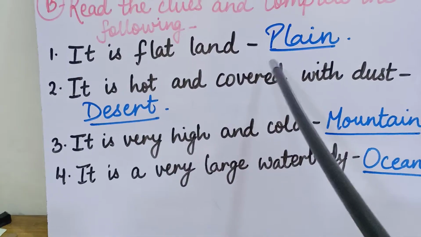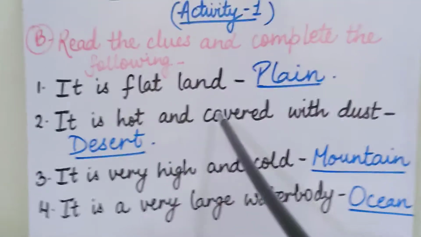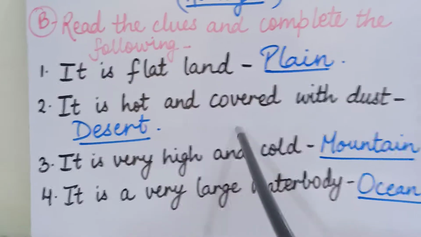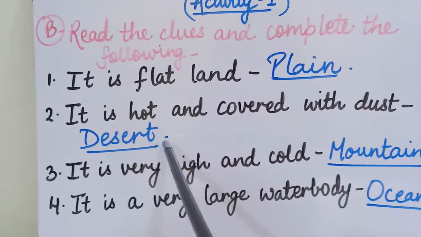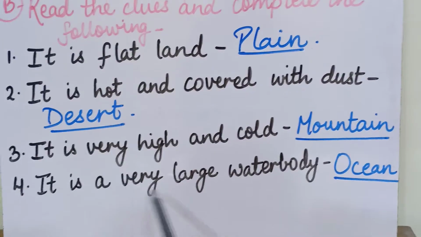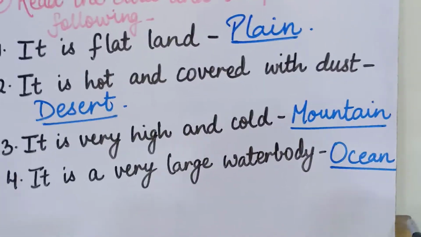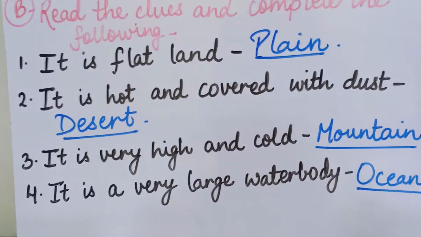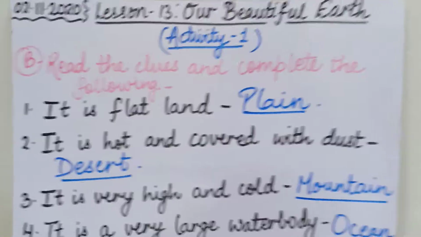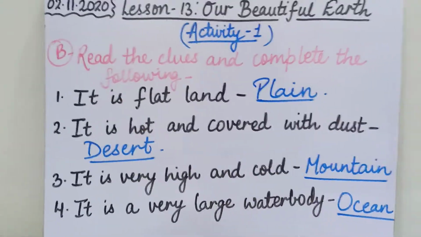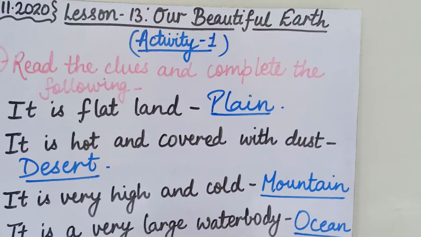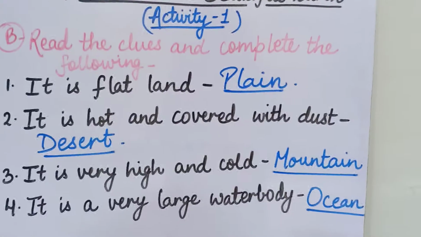Again I am repeating. Listen to it carefully. It is a flat land, that is plain. It is hot and covered with dust, that is desert. It is very high and cold, that is mountain. And it is a very large water body, that is ocean. I hope these two exercises of today's activity 1 are very clear to you all, and I hope you will all do this activity 1 in your notebooks by today itself.